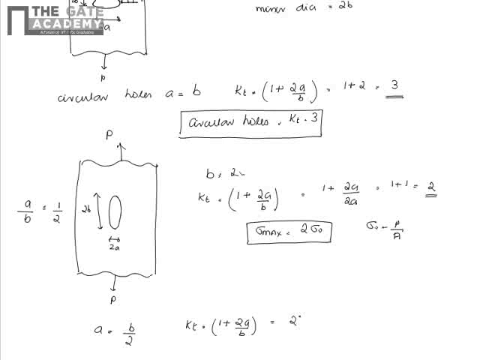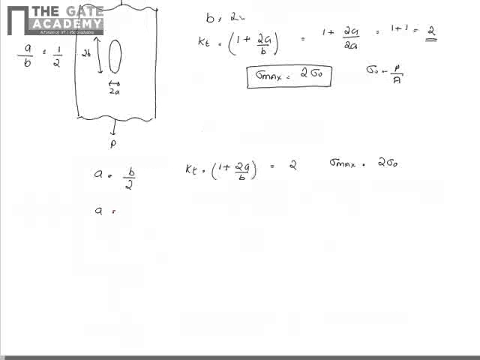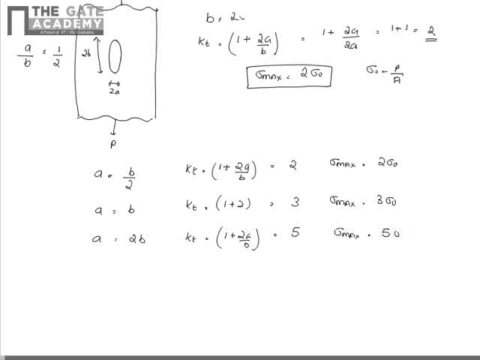This becomes equal to 2, or we get sigma max is equal to 2 times sigma O, or nominal stress. Now when A equals B, as in the case of a circular hole, KT becomes equal to 1 plus 2, which is 3, or sigma max will become 3 times sigma nominal. And when A is equal to 2B, KT will be given as 1 plus 2A by B, and this becomes equal to 5, or the maximum stress is given by 5 times sigma O.